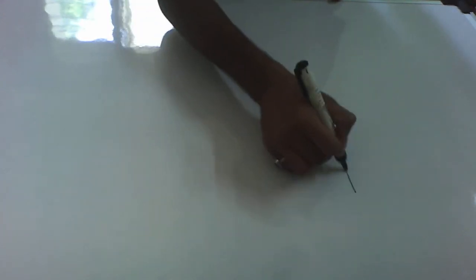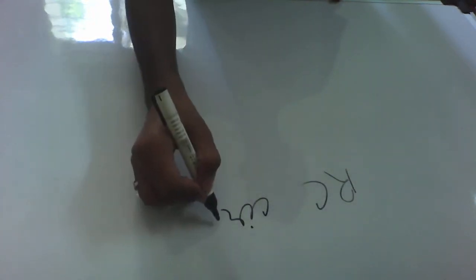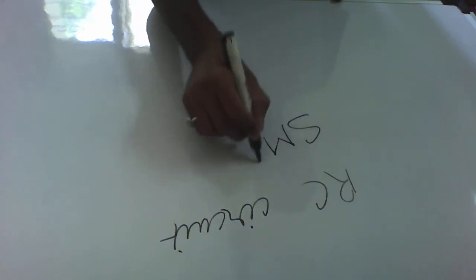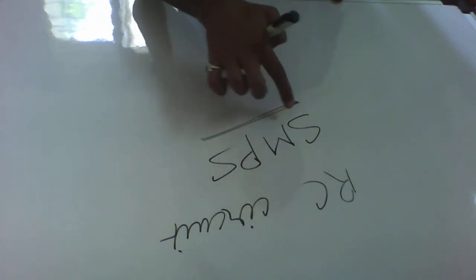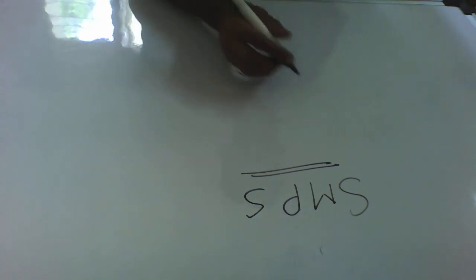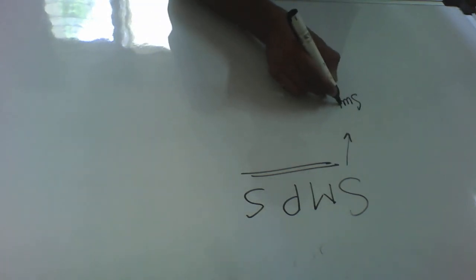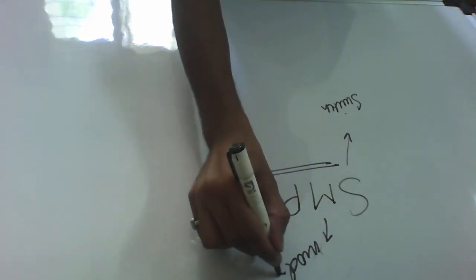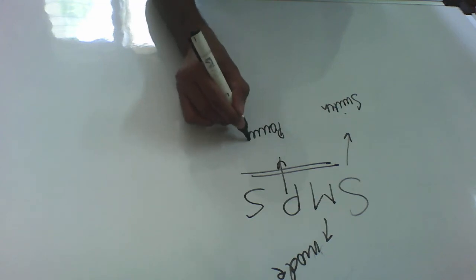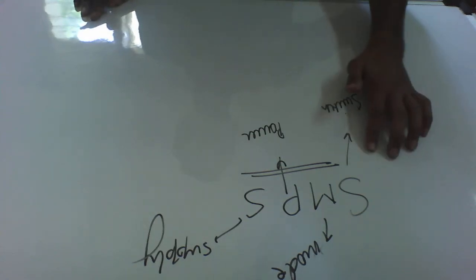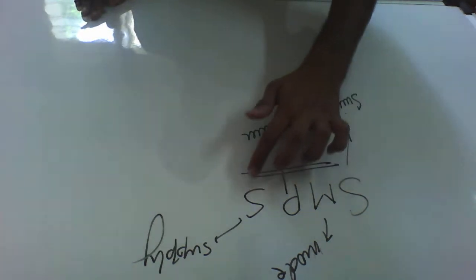Now let's see how this RC circuit we have just studied can be used in an SMPS, which is called the switch mode power supply. So what does SMPS basically mean? S stands for switch, mode, power, supply. So SMPS stands for switch mode power supply.